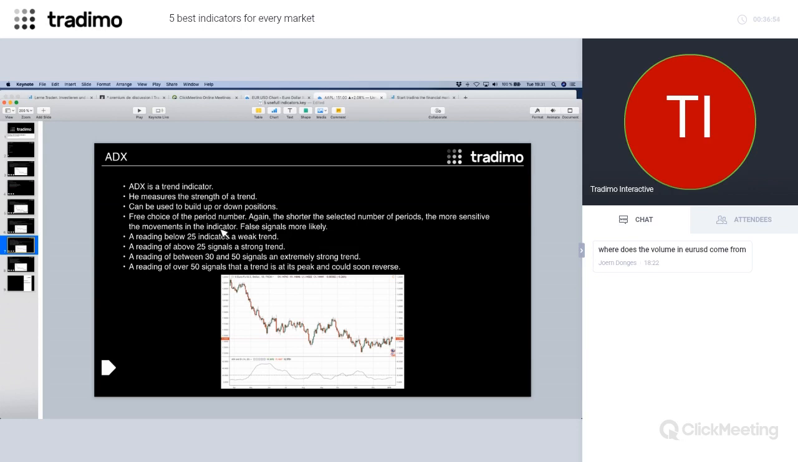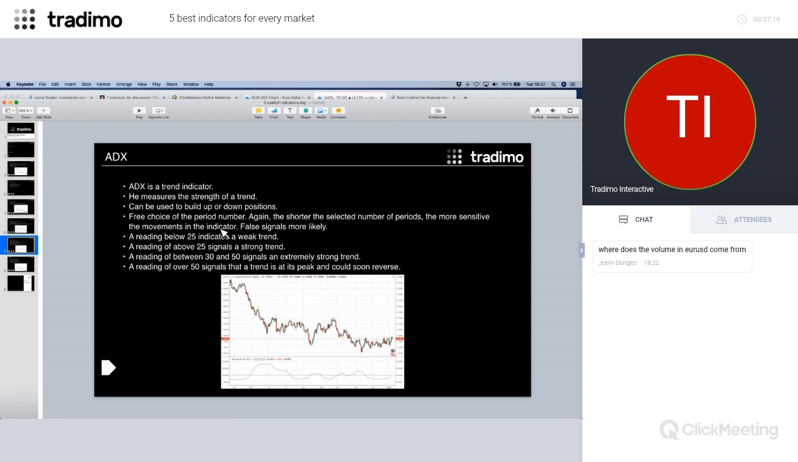Again, and this is almost true for every indicator I'm showing you, you can choose the period, and the period has a very deep impact on the sensitivity. So the smaller the period, then of course the more sensitive the movements in the indicator and the more false signals you will have, and vice versa.